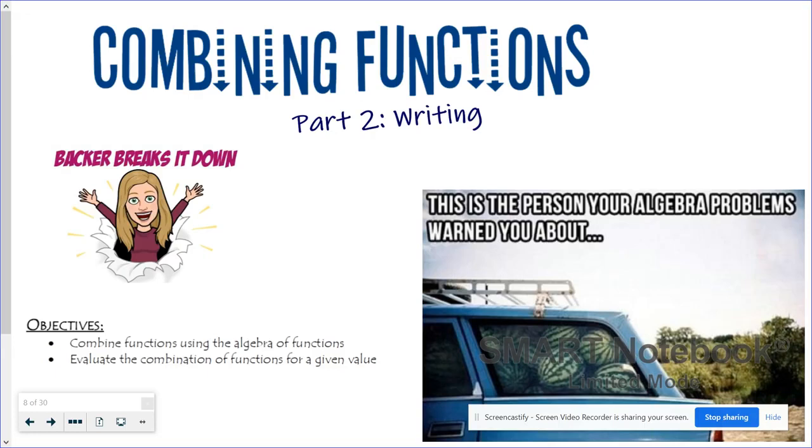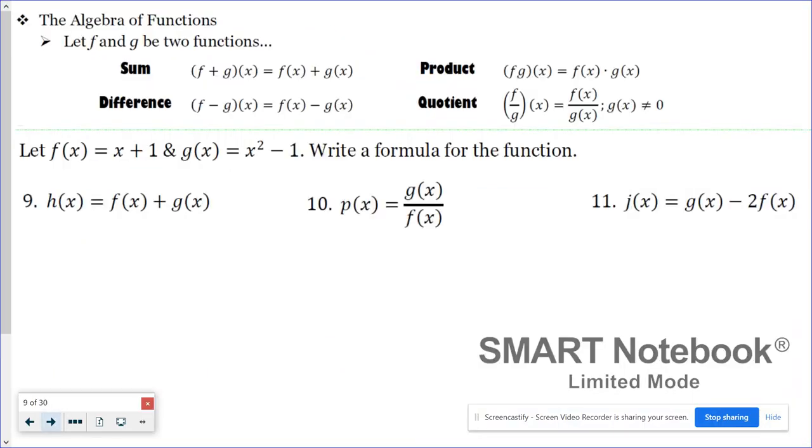In this episode, we're going to be combining functions and actually writing new functions. In order to do this, we want to use our algebra of functions. So essentially, we're going to be adding, subtracting, multiplying, and/or dividing two functions together. The two functions that we are going to be working with are f of x is equal to x plus 1 and g of x is equal to x squared minus 1.